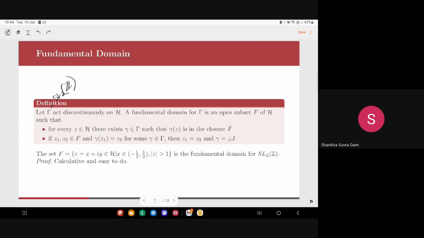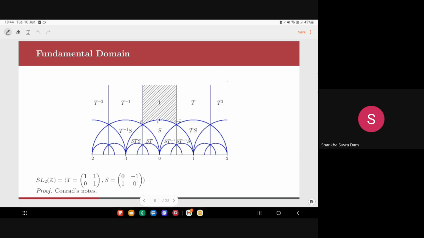This is also kind of calculative. So again, you have to take the matrices and see what they do. Like I said, (1, 1; 0, 1) is kind of like going this side, and (0, -1; 1, 0) is kind of inverting along a circle. So the diagram I want to show you is this. The fundamental domain is illustrated with this shaded region, and T is (1, 1; 0, 1). This just takes any element here to an element here, and so on to T squared and so on.